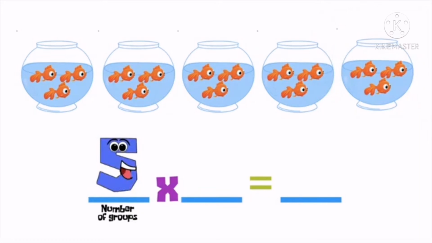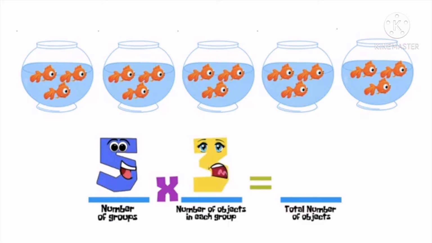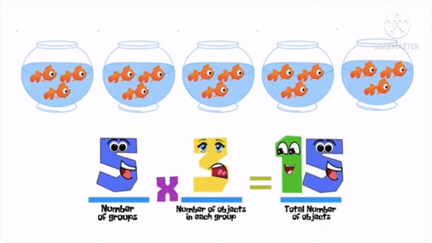Now let's have the second factor, which is the number of objects in each group. So how many fish do we have in each fish bowl? Great job! We have 3. Now 5 times 3, what is the total number of objects? Or what is the total number of goldfish? Very good, that is 15. 5 times 3 is equal to 15.